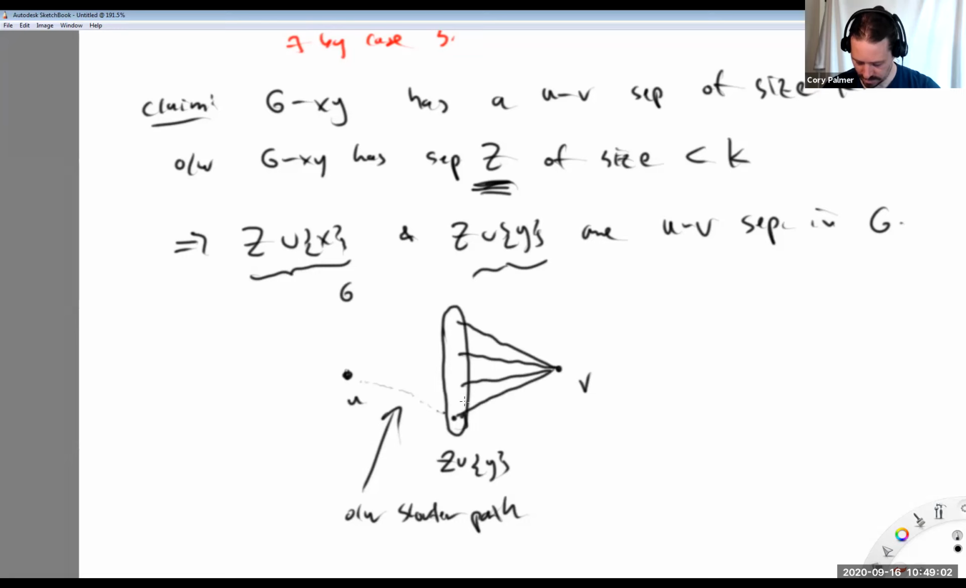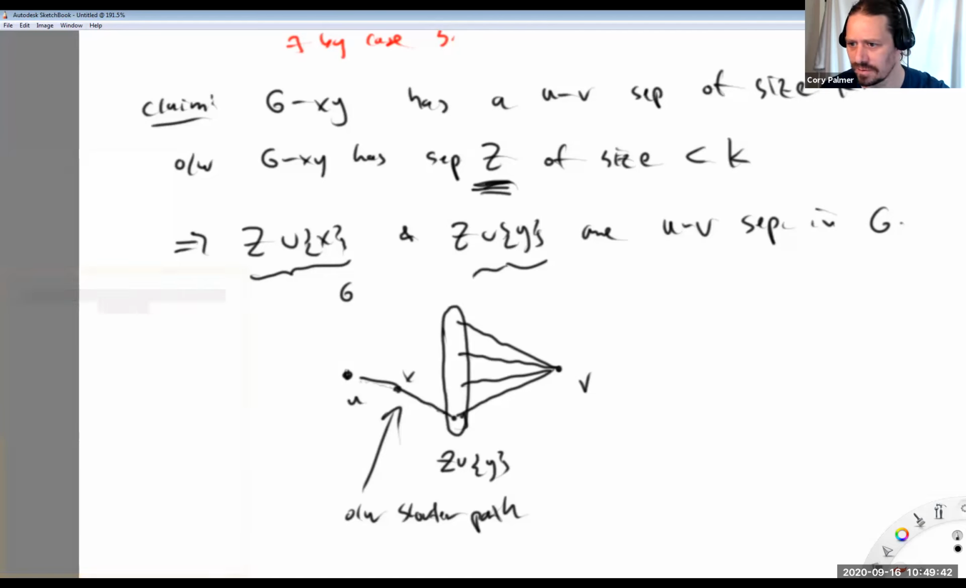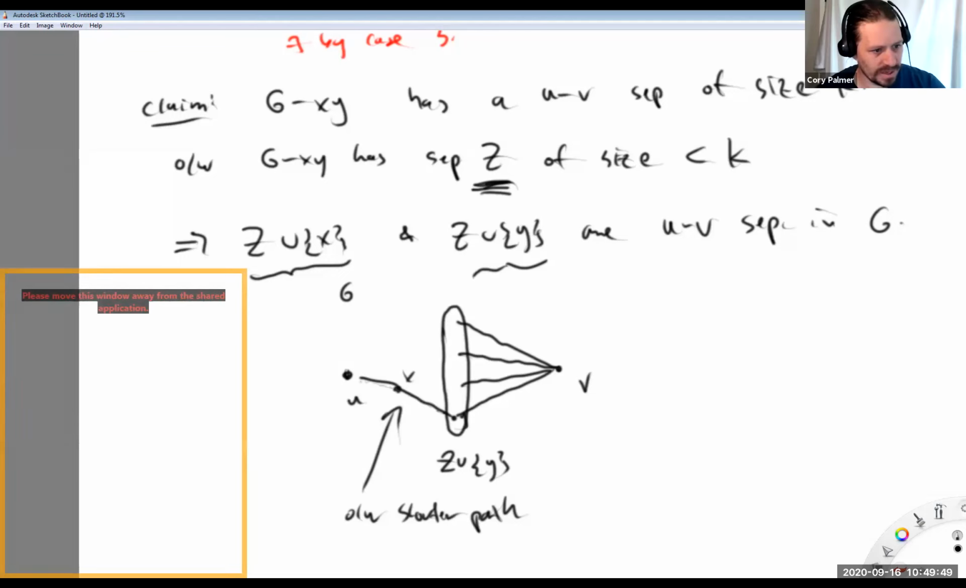Now I want a contradiction, but what's my contradiction? I don't know, I'm stuck. Let me look at my notes real fast here. We're kind of done here, but this should be the end of the proof right here. What's the contradiction? Well, I'm looking at this. Can anybody see it? Cameron? Got a shortest path, and now you found a shorter one. Isn't it? Well, yeah, so.